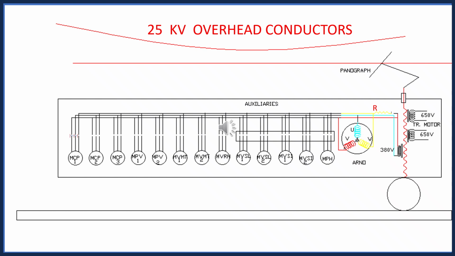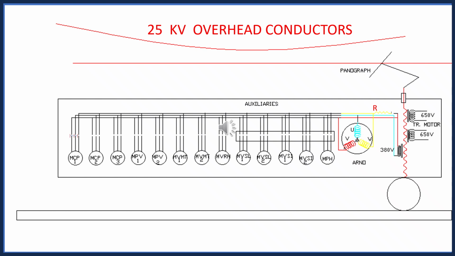Pump, MVMT, traction motor blower motor. Traction motor is also going to be heated, and MVMT 2 and 1. There are 6 traction motors, so it will cool 3 traction motors each, MVMT 1 and MVMT 2. Then MPV, pump, transformer oil pump. It also needs, sorry, MPV is the exhauster.